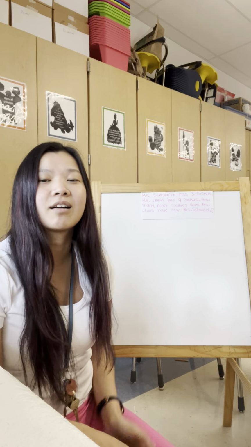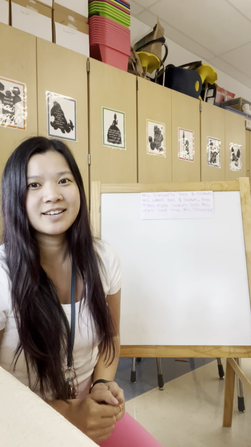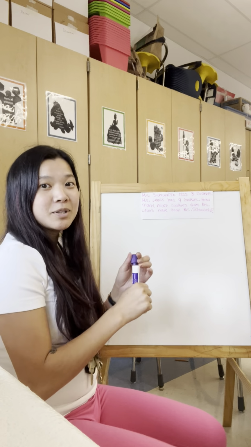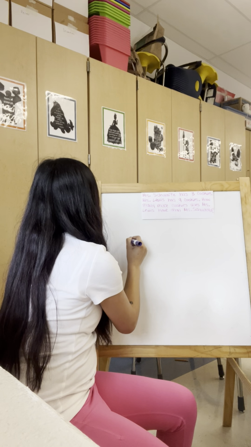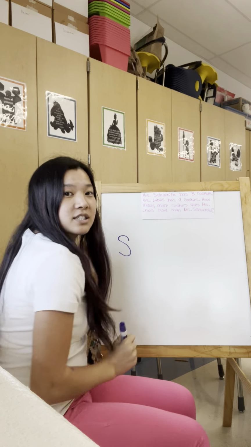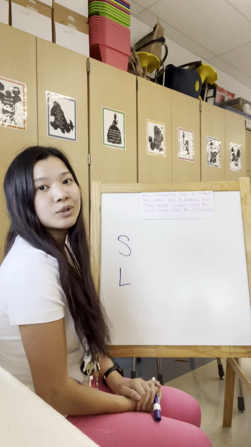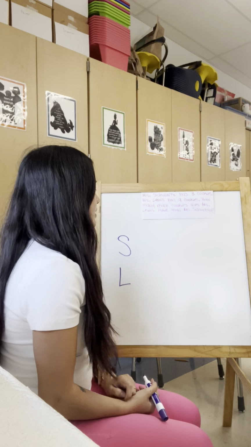So I noticed there are 2 people in that problem. We have Miss Lewis and we have Miss Schwartz. So that tells me I need 2 tapes for this diagram. So it's a double tape diagram. I'm going to label one with an S for Schwartz, and I'm going to label the other with an L for Lewis.